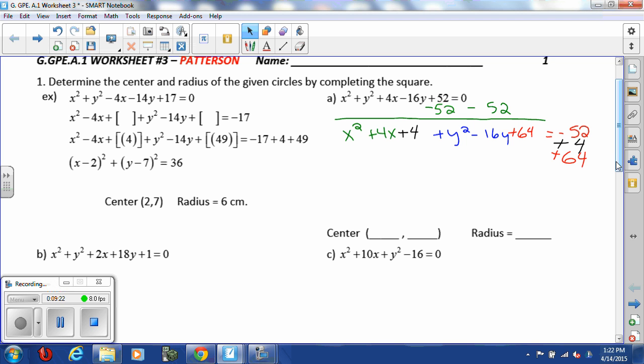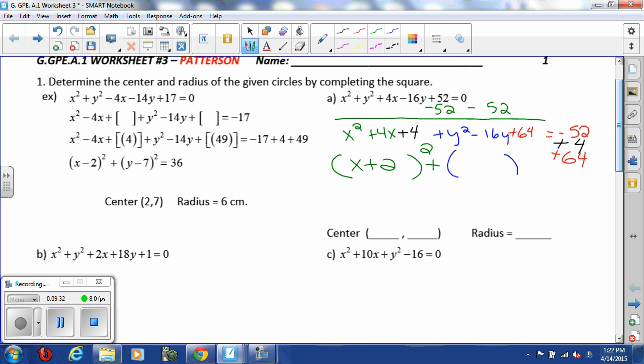Now we should be able to do our factored form. What's the factored form for the x's? X plus 2. Super. What's the factored form for the y's? Y minus 8. Awesome. Now we should take our handy dandy calculator and add. 64 and 4. 68. 68 minus 52.